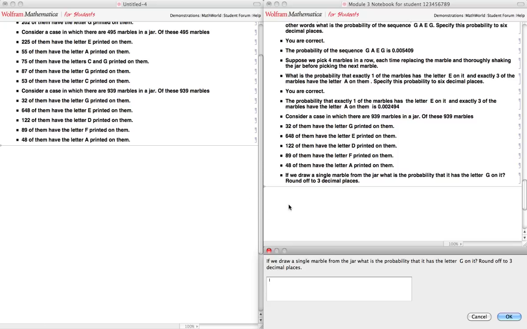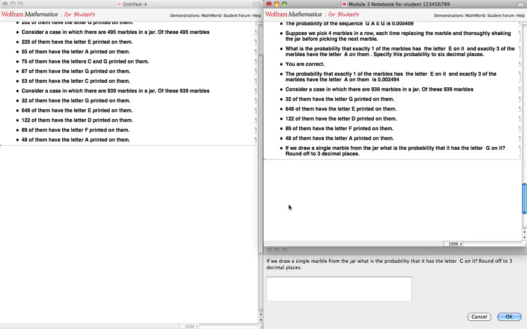Okay, so in this case, you have a jar with 939 marbles. You have the letters G, E, D, F, and A. There is no marble that has both letters printed on it, so this is an easier example. If it had both letters, it'd be a little trickier.